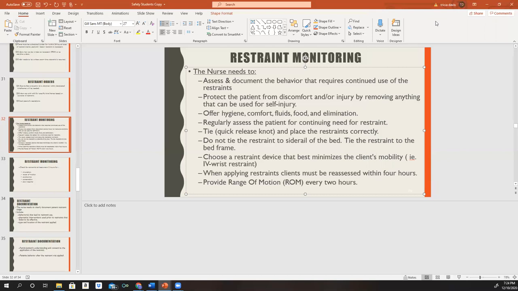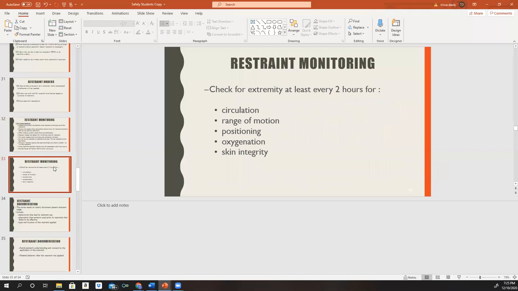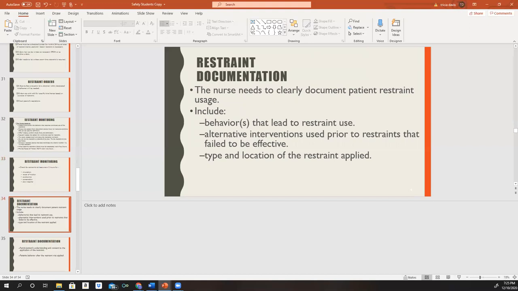And then provide range of motion every 2 hours. So when you're going in and taking those restraints off and looking at the skin, you're stretching their arms, stretching their legs, making sure you're getting some good range of motion in there. For restraint monitoring, check the extremity at least every 2 hours for circulation. Do they have good capillary refill? Is there good blood flow to the arm? Do they have good range of motion? Do they have to be repositioned? How is their oxygen? What's their skin integrity like? Is it too tight? Do they have burns on their arm from turning in the restraints? Are they red? Is the skin broken down? These are all things that you want to look for.